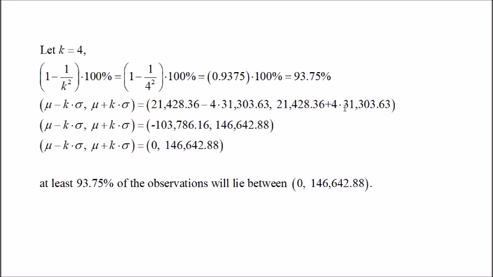103,786.16. This part will be $146,642.88. And again, the smallest value for this set of data is 0. And so Chebyshev's rule says that at least 93.75% of the observations of the data will lie inside this interval. Now let's go back to Google Sheets and check and see if all of this is true or not.